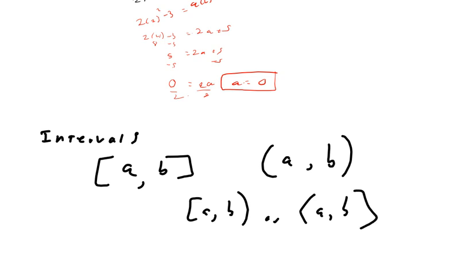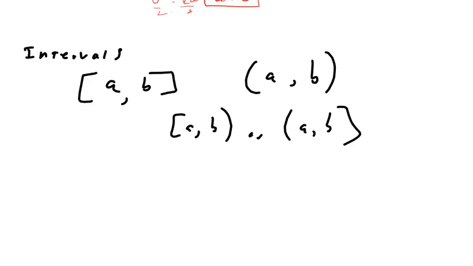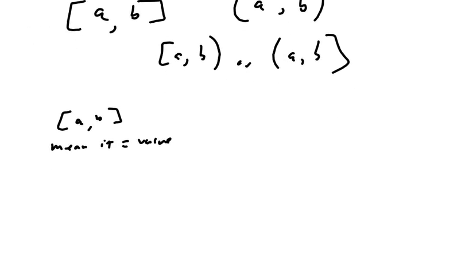I want to tell you about the difference between a bracket and a parenthesis on intervals. So brackets mean it equals the value. So, for example, if we're looking at a graph, like here's A, here's B, you start somewhere, you do some interval, you end somewhere. A to B, you're actually located at those values.